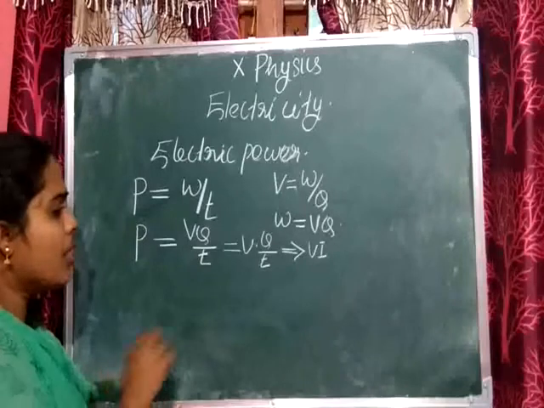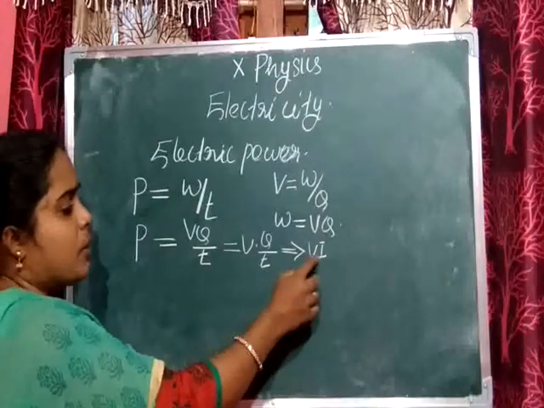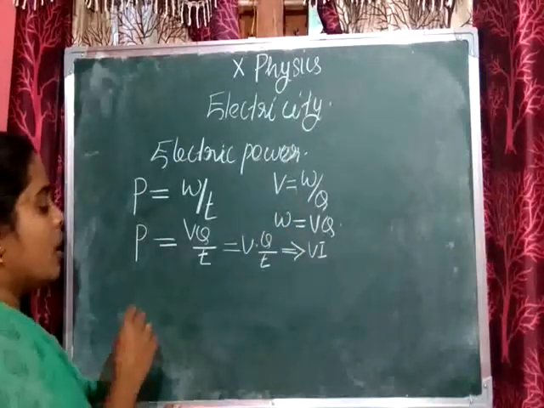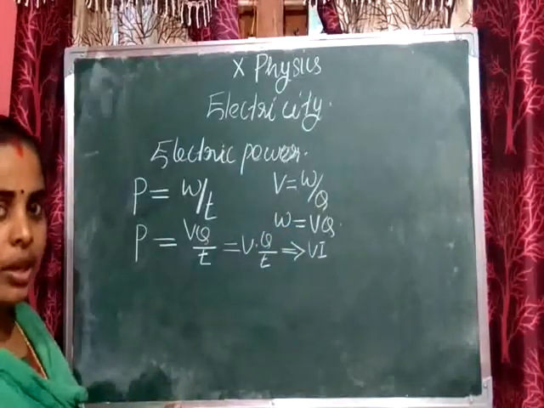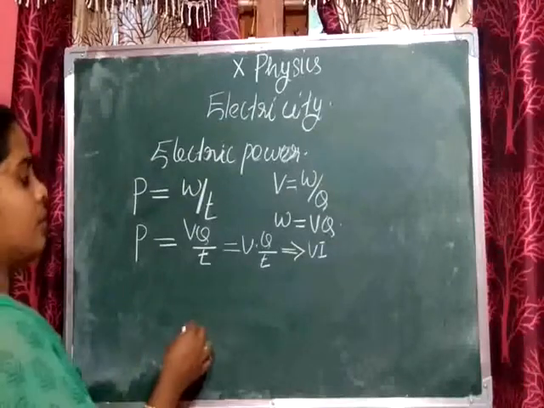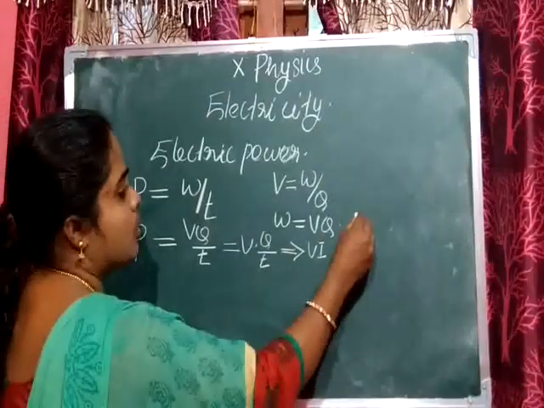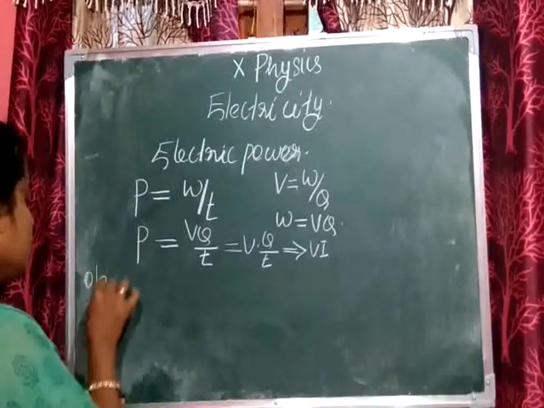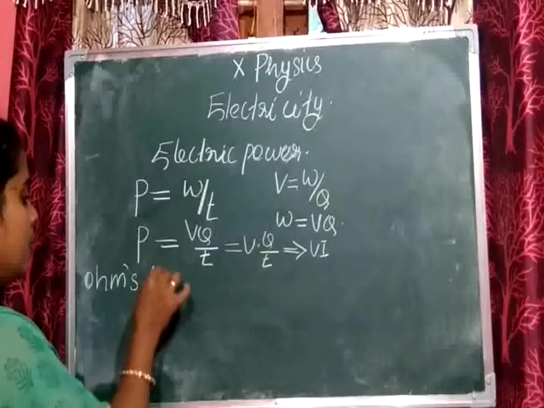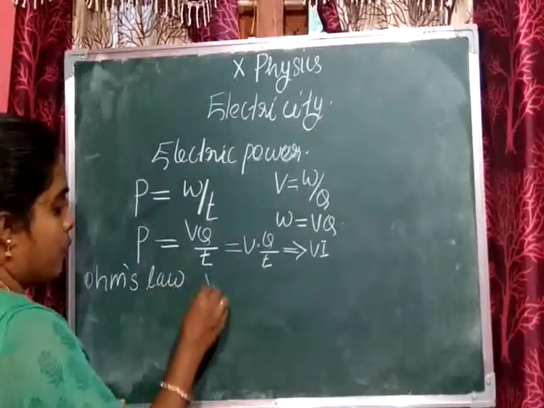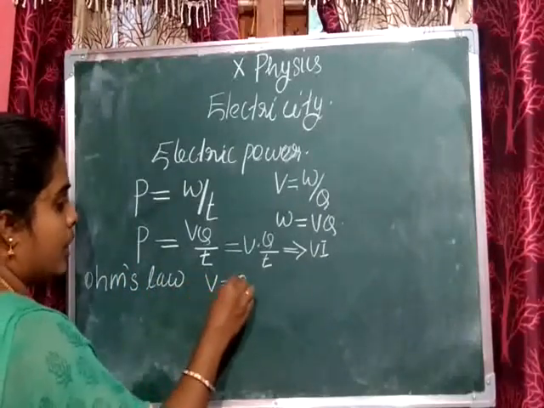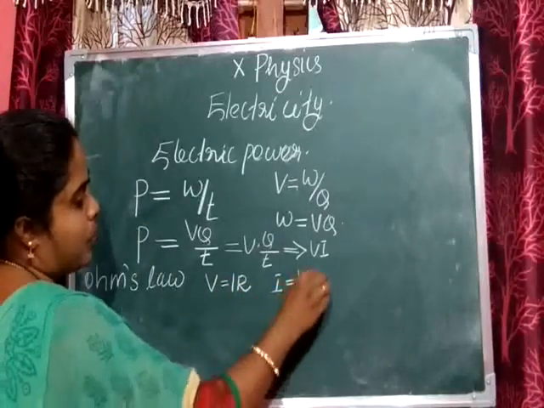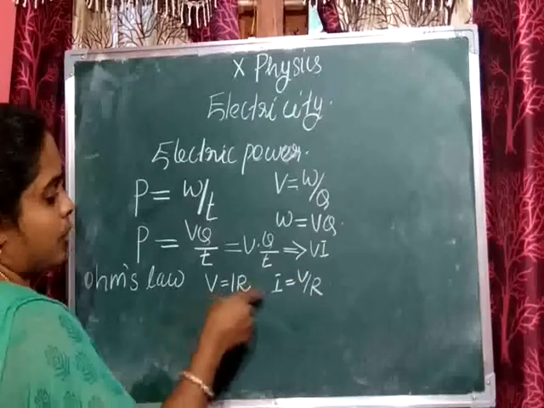Next, in this equation, power P is equal to VI, we can apply Ohm's law. According to Ohm's law, what is V? V is equal to IR. So we can substitute these in VI by Ohm's law. By Ohm's law, V is equal to IR and I is equal to V by R. The two equations are there.